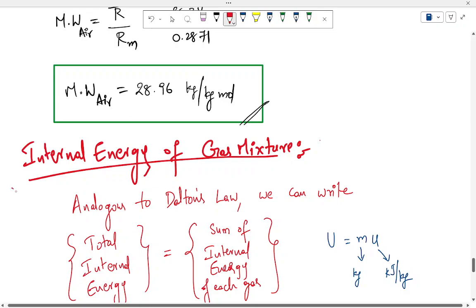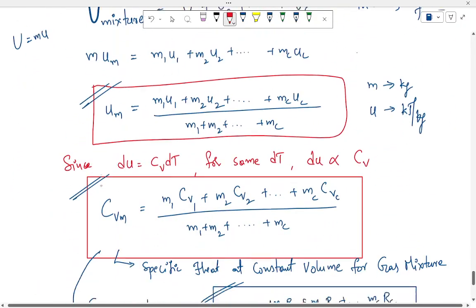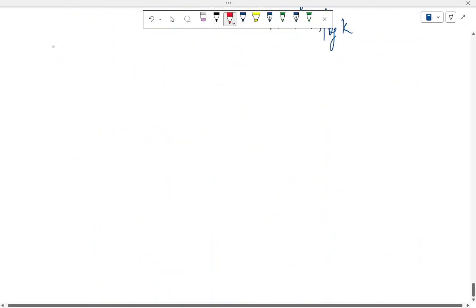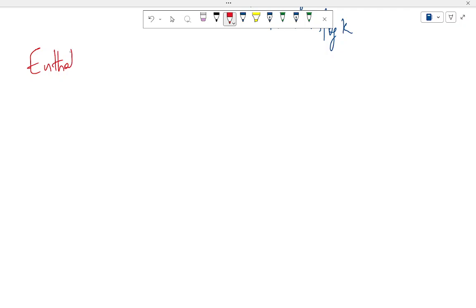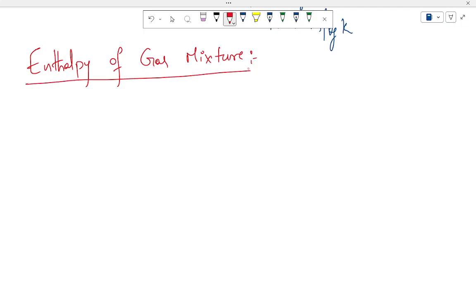Now that we have seen the internal energy of the gas mixture, we will now move on to the discussion of enthalpy of the gas mixture. So this is the concept here. Again here we can take the analogy of Dalton's law, analogous to Dalton's law of partial pressure.